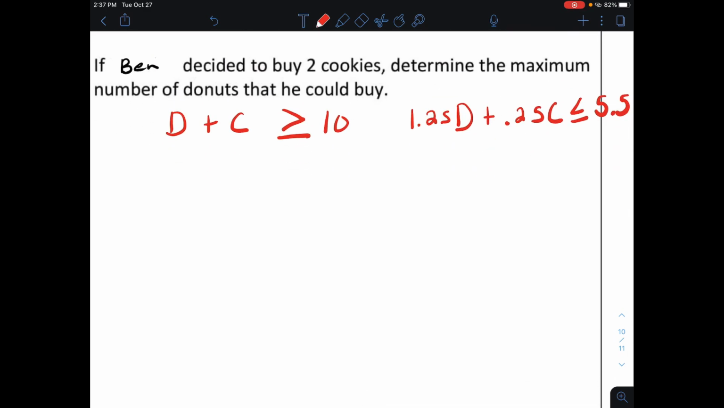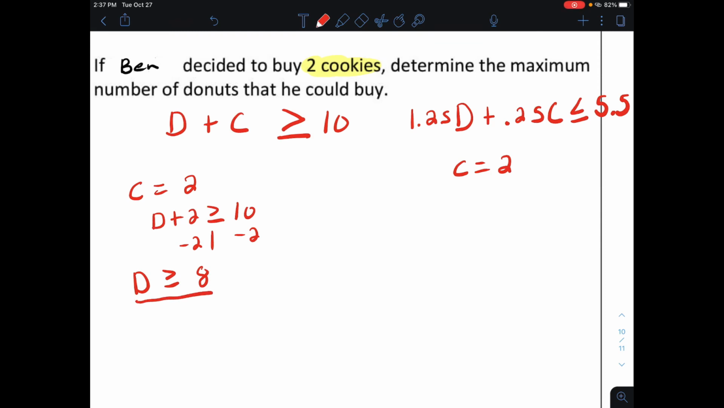Now we look at the next part. They're going to give me a condition here, and it says that Ben decided to buy 2 cookies. Okay, well, we're told that C is equal to 2. And so if C is equal to 2, we're going to put in 2 into both of our equations and then see if we can solve for D and come up with numbers that will work. So if I put in 2 into my first equation, D plus 2 must be greater than or equal to 10. Subtract the 2 over. The number of donuts has to be greater than or equal to 8. All right, so he has to buy at least 8 donuts. That's what the first inequality says.